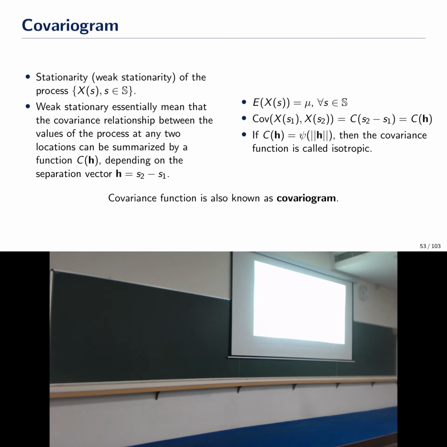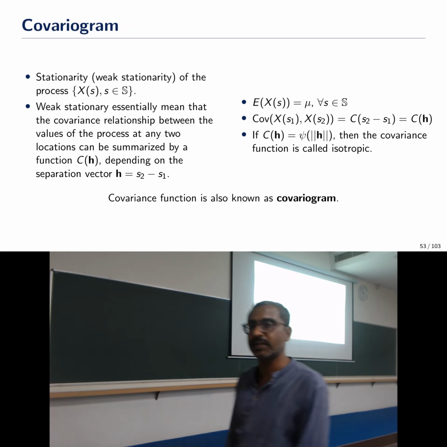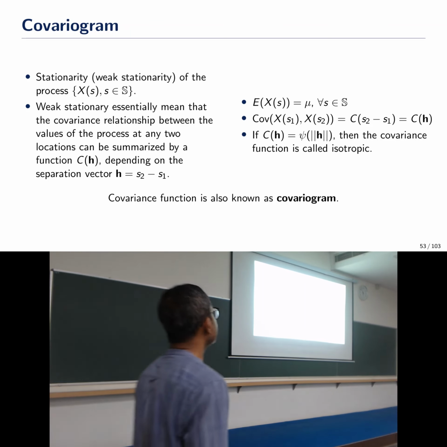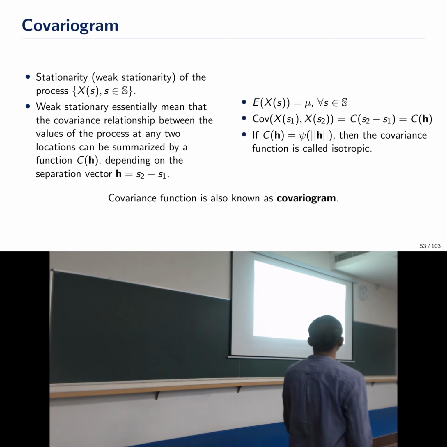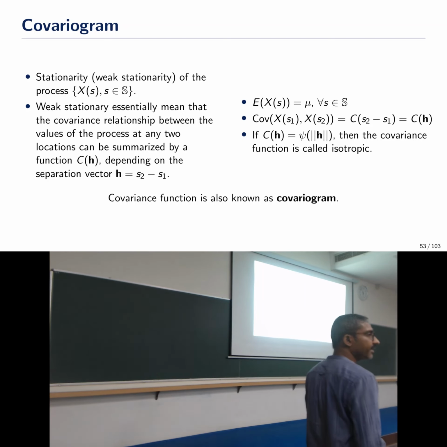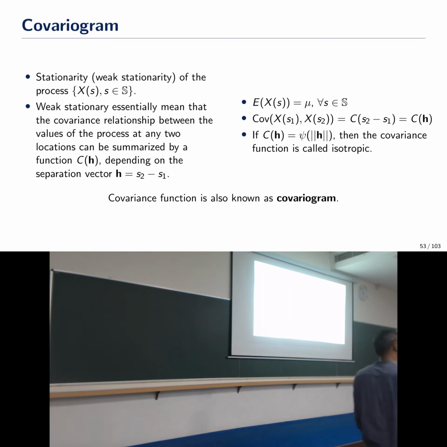Now, of course, there is strong stationarity, so I'm not going into that particular part. Now, what this weak stationarity is telling us is that this is a property of the process. It says that the expectation of xs will be constant. The expected value will be the same for every s. So that's the first thing.